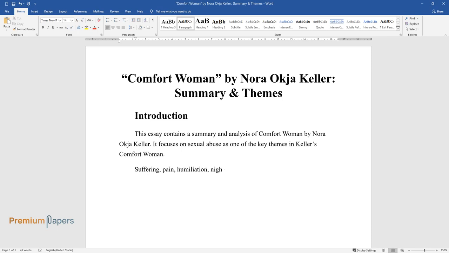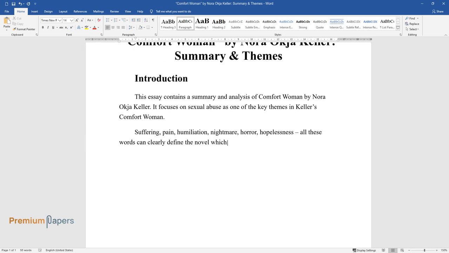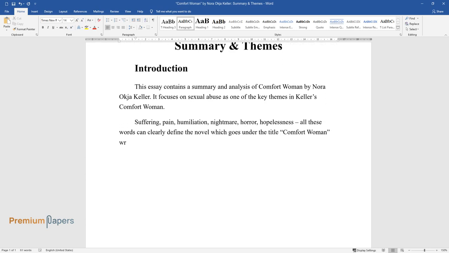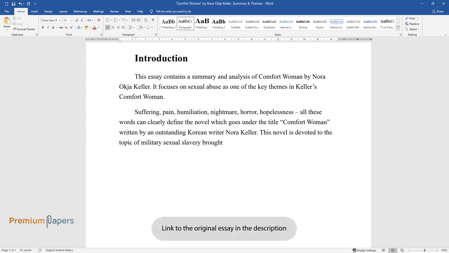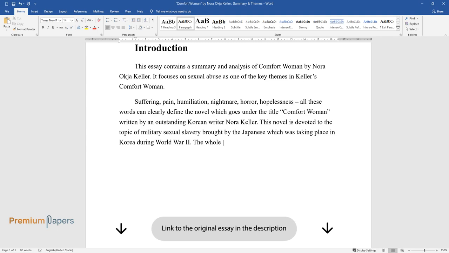Suffering, pain, humiliation, nightmare, horror, hopelessness, all these words can clearly define the novel which goes under the title Comfort Woman, written by an outstanding Korean writer Nora Keller. This novel is devoted to the topic of military sexual slavery brought by the Japanese, which was taking place in Korea during World War II.